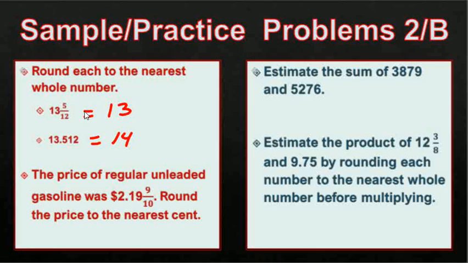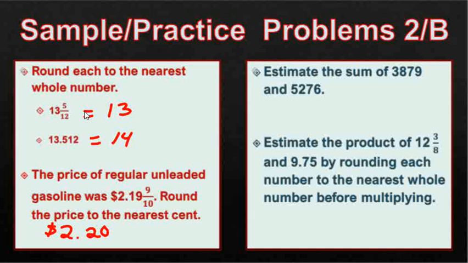The price of regular unleaded gasoline was $2.19 and 9/10. Round the price to the nearest cent. So if we were to round that to the nearest cent, we would bump this up to $2.20, because 9/10 is more than halfway there to 20 cents, so we bump it up to 20 cents.